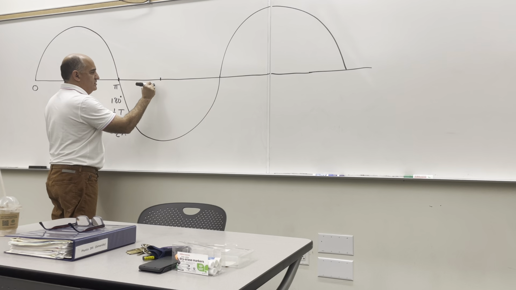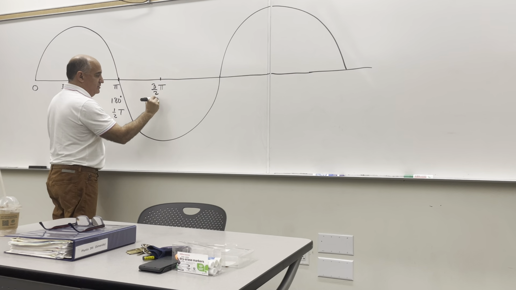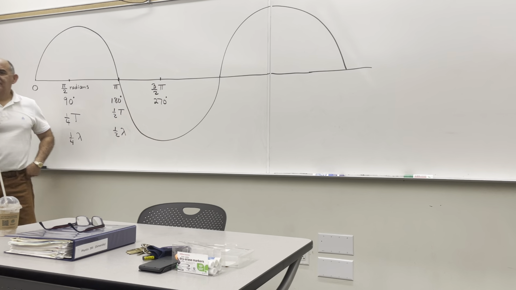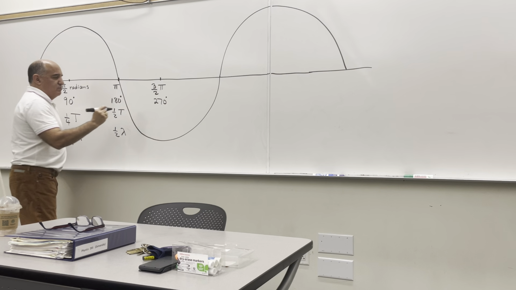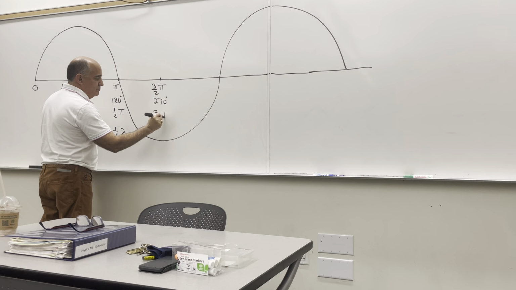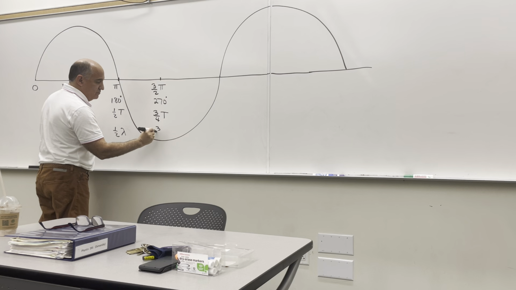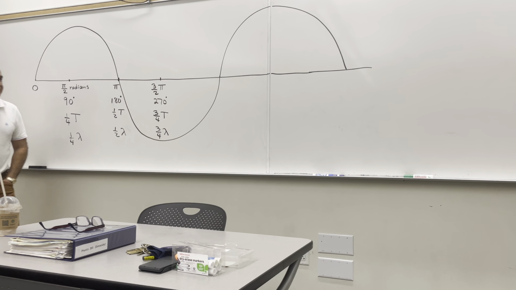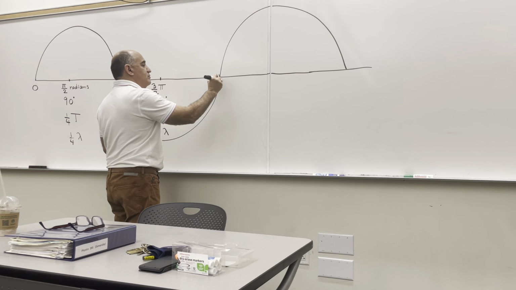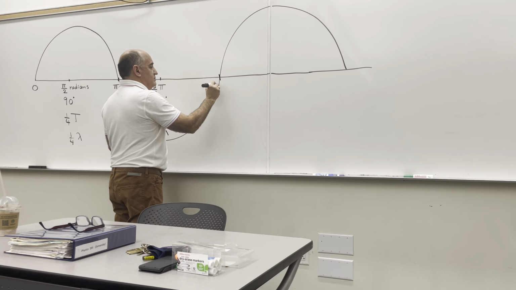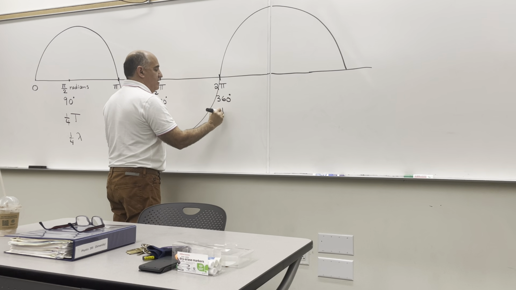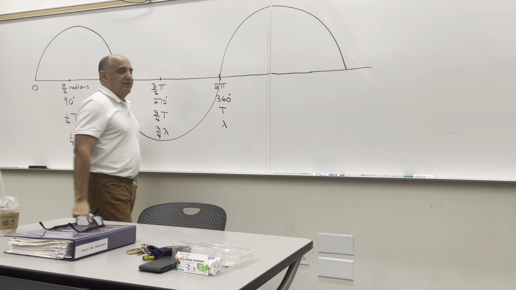corresponding to 3/2 pi, excuse me, 270 degrees. In time, that would be 3/4 T, 3/4 of a period. And in distance, 3/4 of a wavelength. And this point here would be 2 pi radians, 360 degrees, a full period, and a full wavelength.